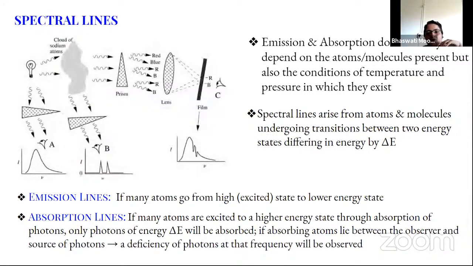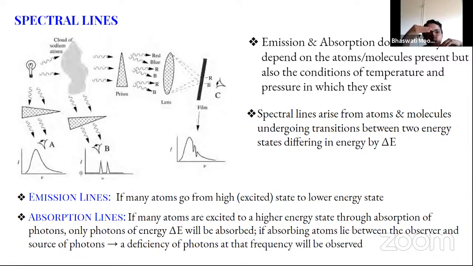So now this emission and absorption not only depends on what atoms or molecules we have, but it also depends on the conditions, like the temperature and pressure in which they exist. These spectral lines typically arise from atoms and molecules undergoing transitions. That's why they are not really free. They are confined, and they can exist only in discrete levels.